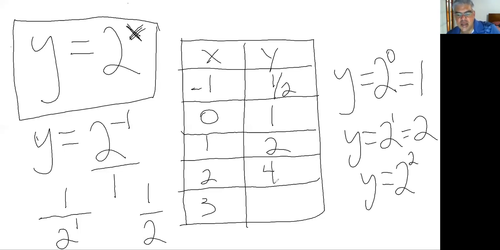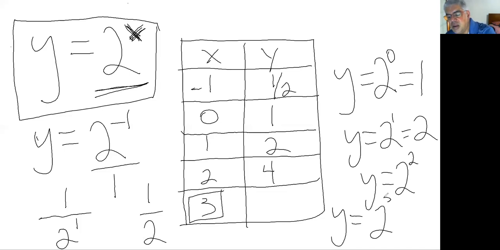And now when x is 3, again, we're going to do y is equal to 2, because that's what is in the formula, the 2 never changes, to the x power, and my x power is now 3. So 2 to the third power, that's 2 times 2 times 2, so it is 8. So when x is 3, y is 8. Okay, so now copy the table, pause, and then we're going to graph this.